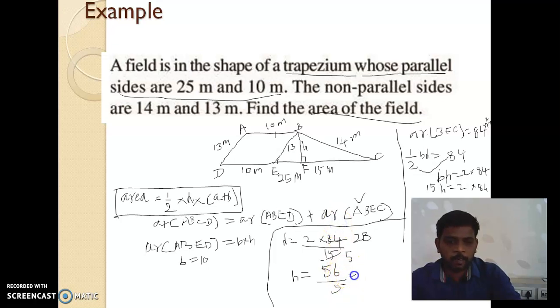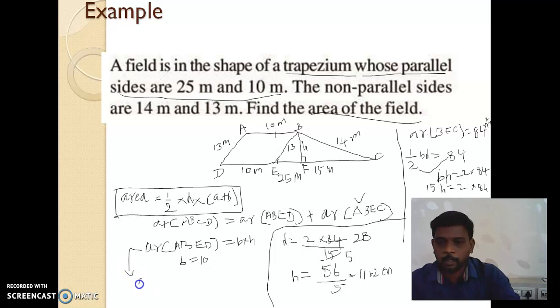If you divide, 1 five goes into 5 and out of 6 also 1 five, and remainder 1 is there. If you put 0, 2 fives are 10, so 11.2. So this 11.2 meter is nothing but the height. So this height is 11.2 meter. So that's all. Now substitute here.